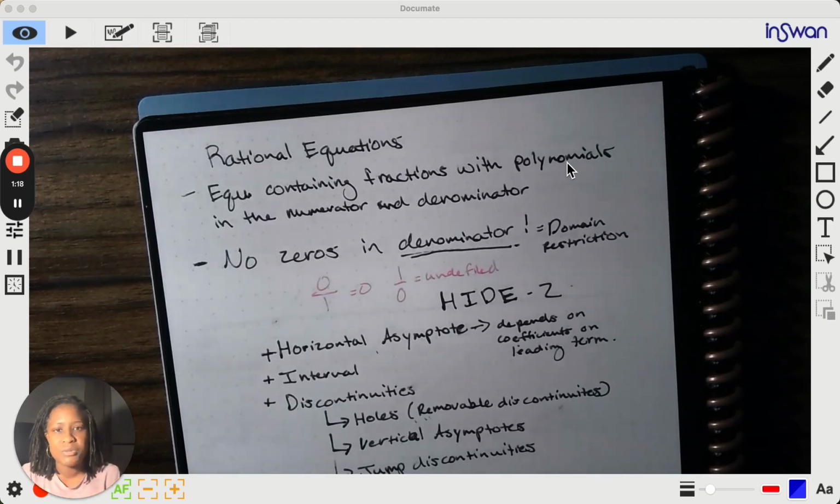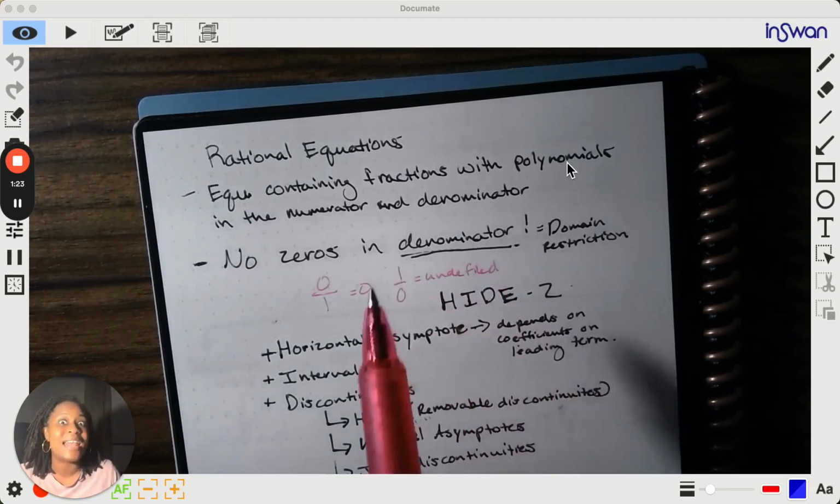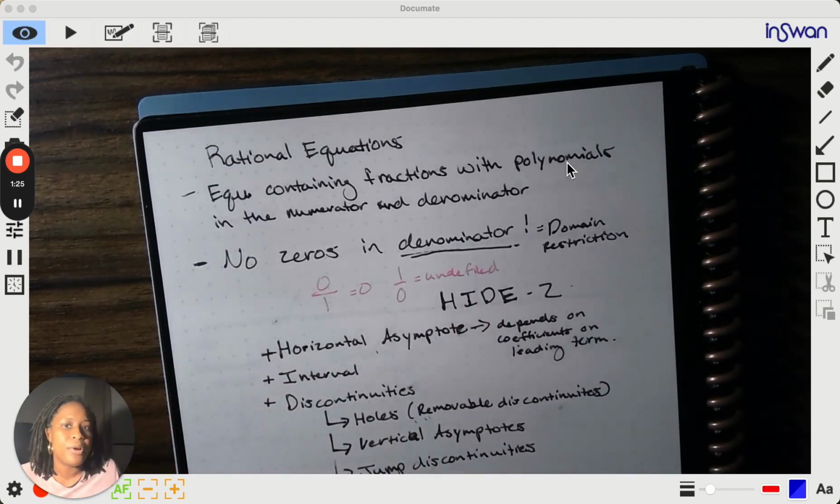That also creates what's called a domain restriction: some value of x that cannot be. What value of x would make the denominator equal 0 is excluded from the domain. So this video is also going to be 2 parts because it's such an in-depth, meaty concept. So, getting started.